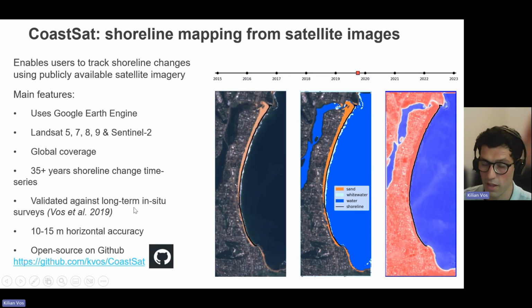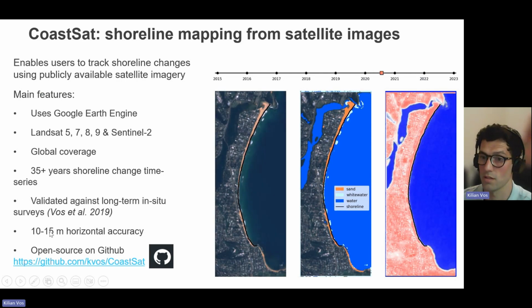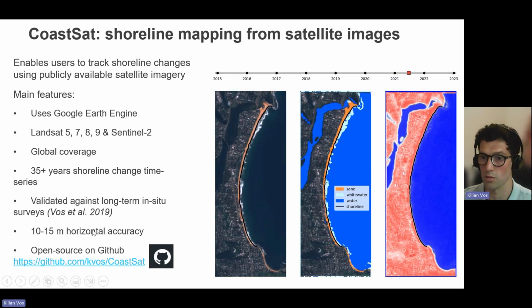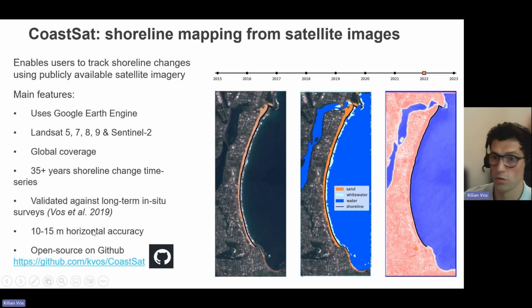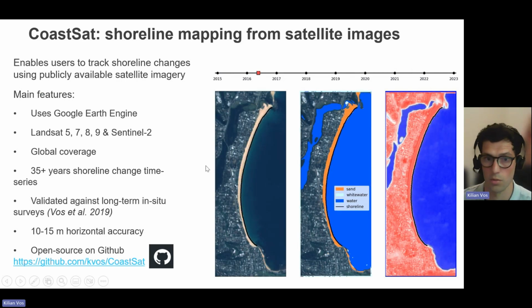We did a thorough validation on these satellite-derived shorelines, and the accuracy is about 10 meters horizontally. And the code is open source on GitHub, so you can use it. You can post any issues that you have there, and there's a community of users that responds.